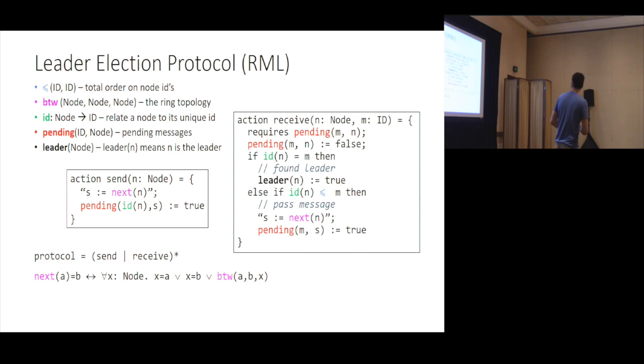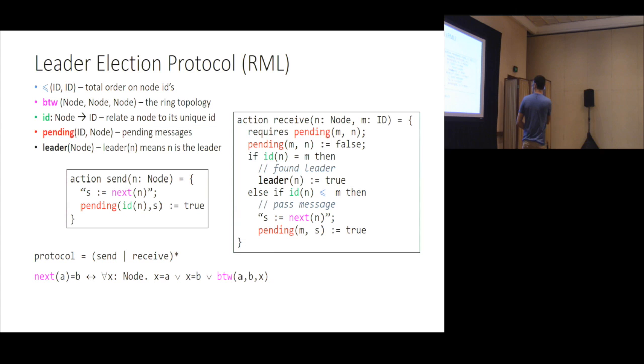leaders. And let me show you the code for the protocol action. A very simple send action, which can happen for any node, and it just picks its successor in the ring and puts the ID of n as pending at its successor. The other action is the receive action, and it can happen when there is an ID pending at a node. So the node compares the ID, the own ID, to the message. If they are equal, it becomes leader, otherwise, only if the message is strictly larger than the ID, it sends it to its successor.